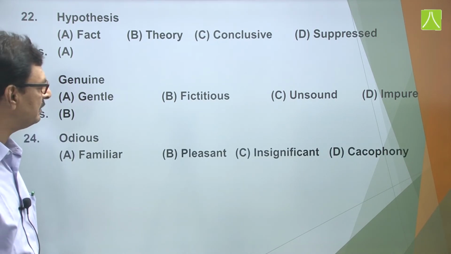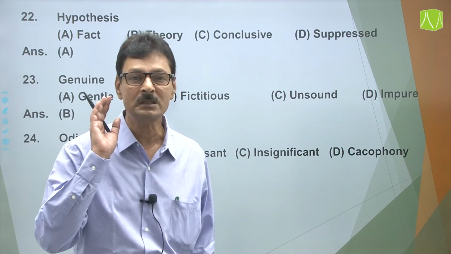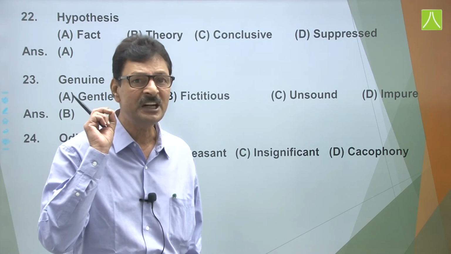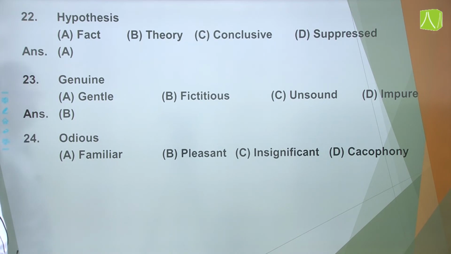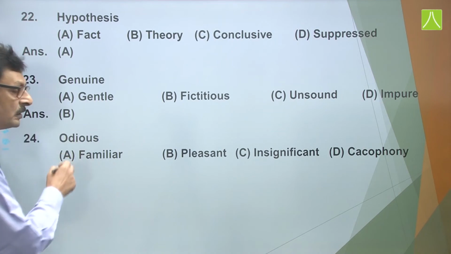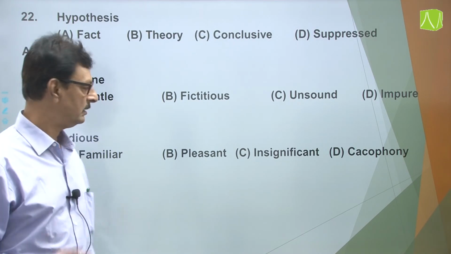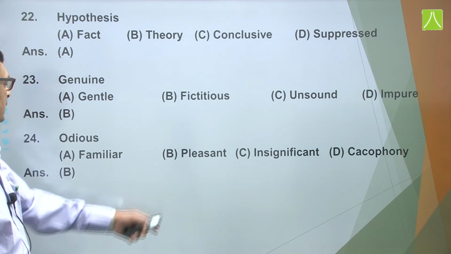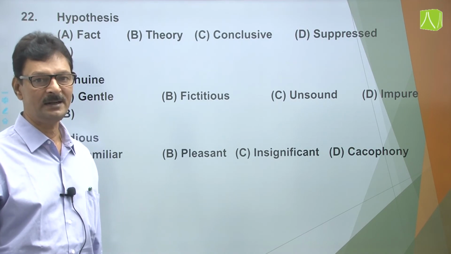Odious, familiar, pleasant, significant and cacophony. What is cacophony? Cacophony is harsh sound, जो आवाज़ सुनने में अच्छी नहीं लगती, that is called as cacophony. Other three words are easy, तो क्या होना चाहिए? Odious, pleasant, insignificant और cacophony. This word is related to smell. OD आ गया है. Whenever this have this word OD, so you can analyze that this word relates to smell. तो क्या रहेगा इसका आंसर? Pleasant. Odious is बदबूदार, pleasant is खुशबूदार, fragrant.